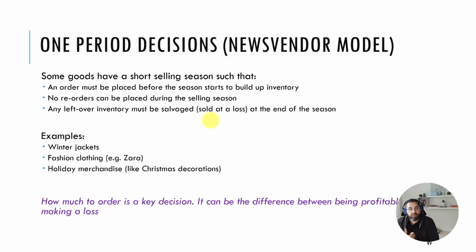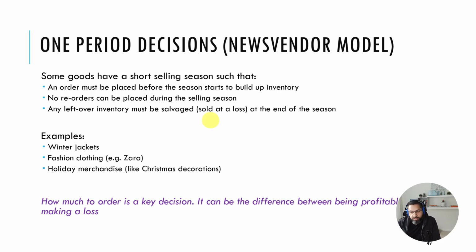But sometimes the selling window is very short. Think about items for a holiday, like Halloween decorations. You may sell Halloween decorations over a one or two month period, and your lead time from the supplier may be two months. So once the season starts, whatever inventory you've gathered, that's what you sell. There are no reorders during the selling season. The selling season is so short.